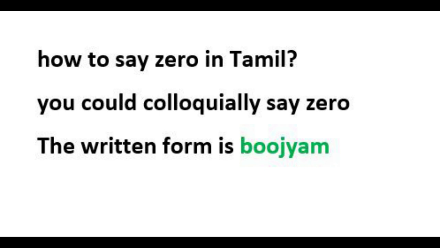Now, how do you say zero in Tamil? You could colloquially say zero, or the written form is boojiyam. So if you want to say 3504, you say moonu anju zero naalu. That's fine, people say that often. But if you want to be very text-like, pure authentic Tamil, people use boojiyam. This is how you hear it in recordings, on television or on the telephone. If there's any proper information in pure Tamil, this is how you see that. Boojiyam, 5 boojiyam, 4 boojiyam, 6 boojiyam, which is 5060, and all the zeros.